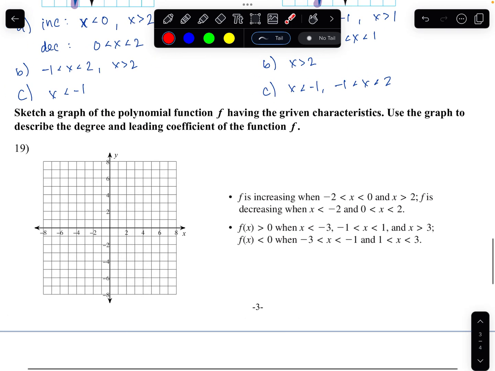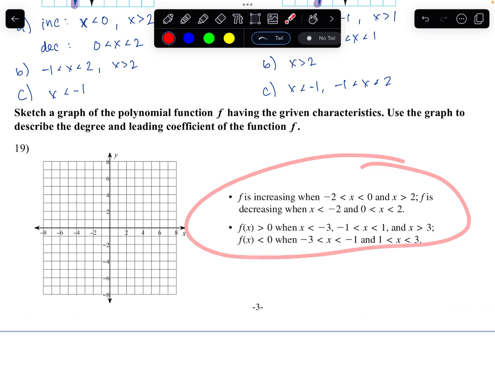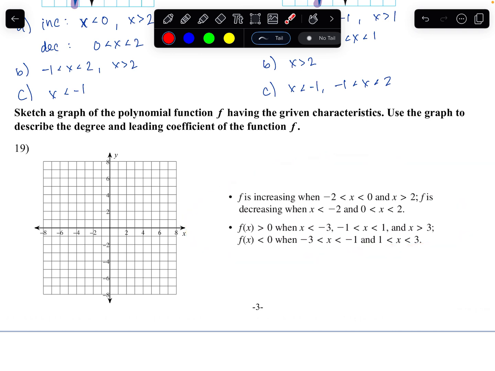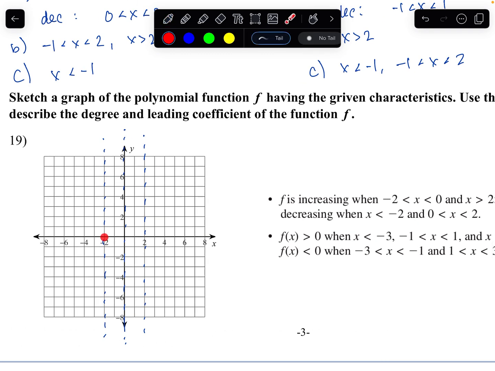And then for 19, sketch a graph of the polynomial function f having the given characteristics. So these characteristics stated here. Use the graph to describe the degree and leading coefficient of the function. So f is increasing when x is between -2 and 0. So I'm going to make some lines right here. So -2 and 0. And then x is greater than 2. So I'm going to put here where we're increasing. So f is increasing between -2 and 0.